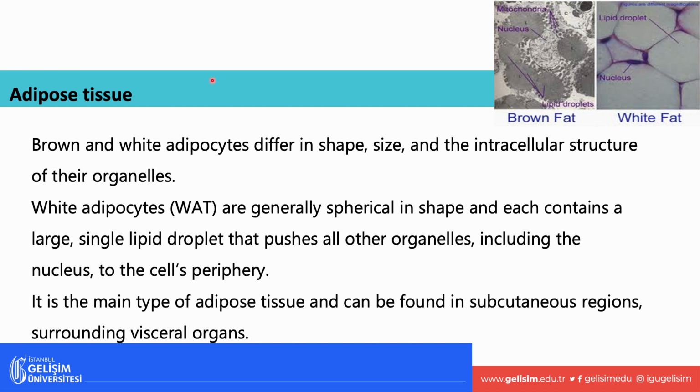All right, white adipocytes, or WAT. Again, this is the most common type of adipose tissue that we have in our body. They're generally round or spherical in shape, and they contain a single large lipid droplet. This pushes the nucleus and other organelles to the periphery of the cell. White adipose is located throughout the body, including under the skin, the subcutaneous region, and also around internal organs. Its main function is to store energy in the form of triglycerides.